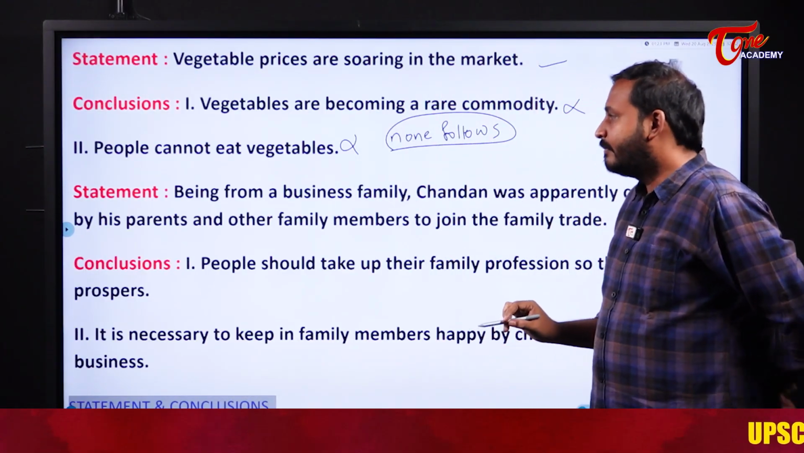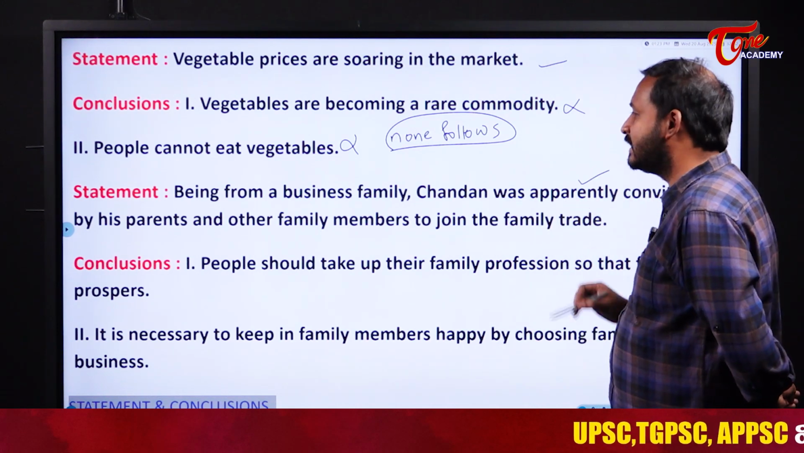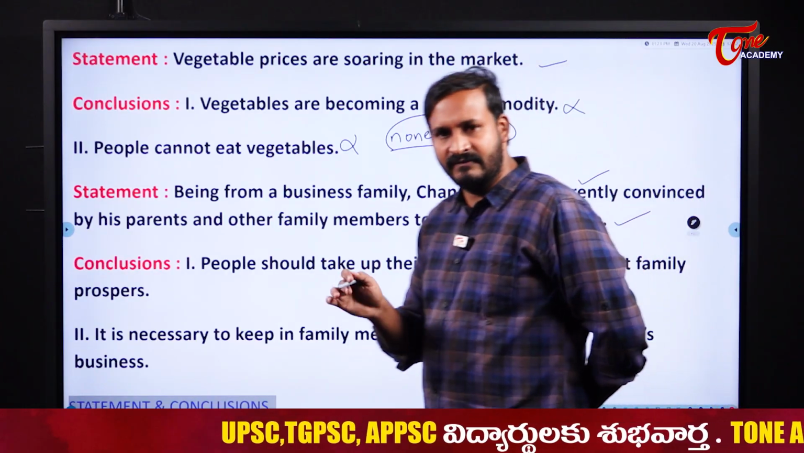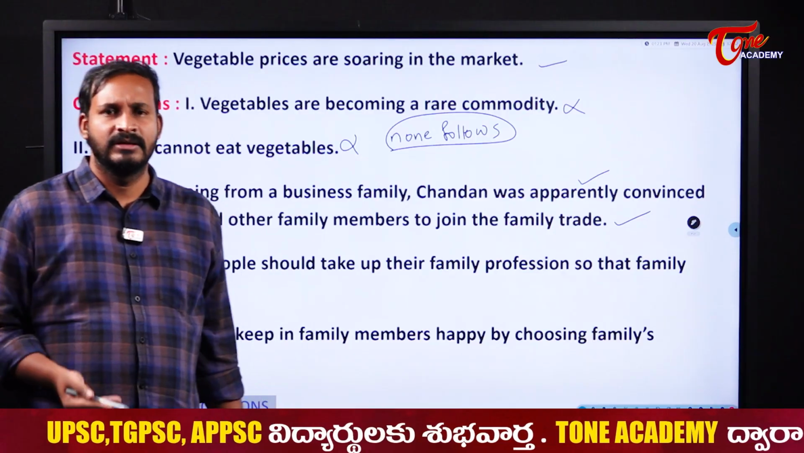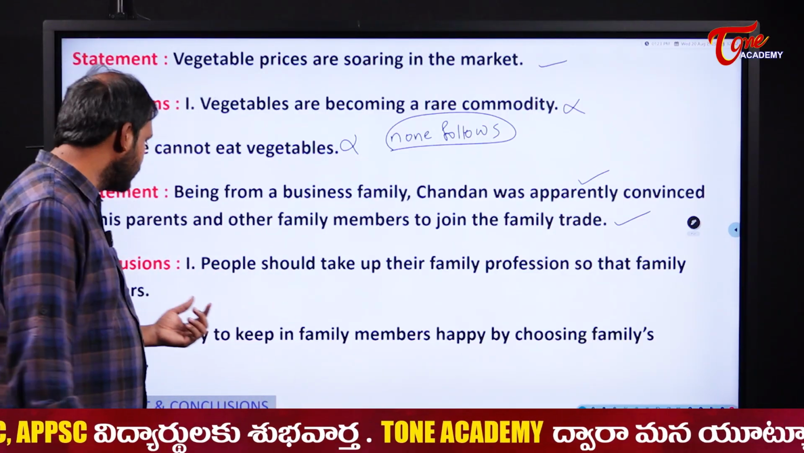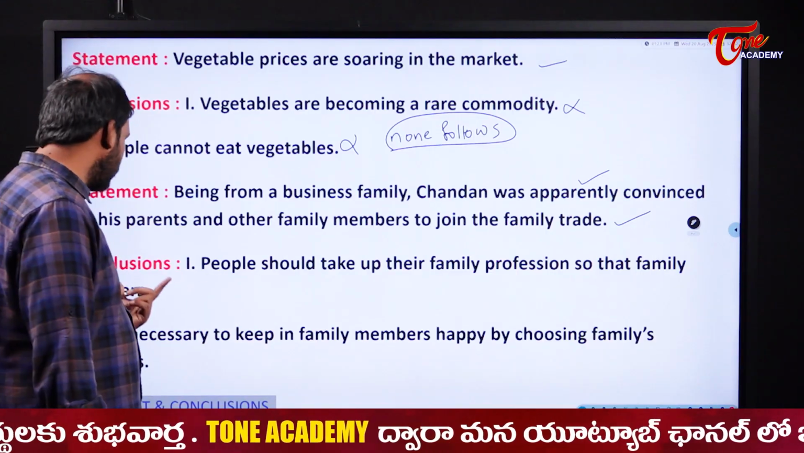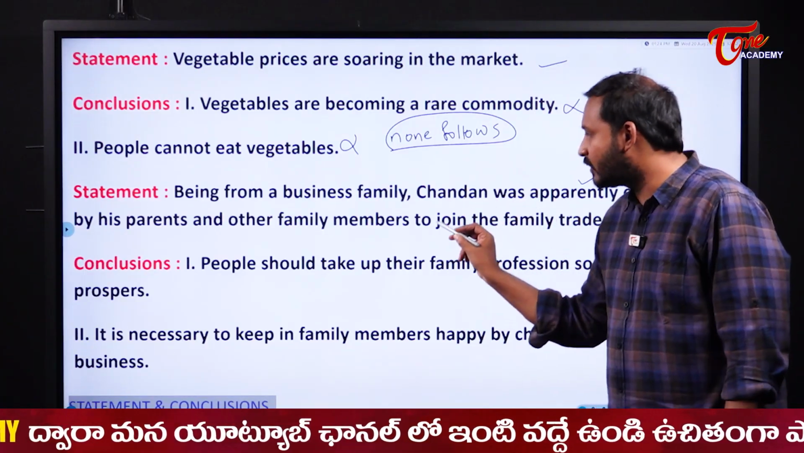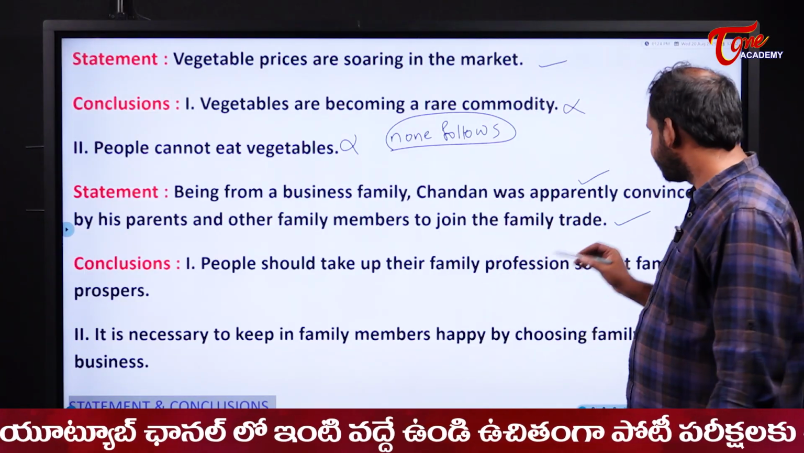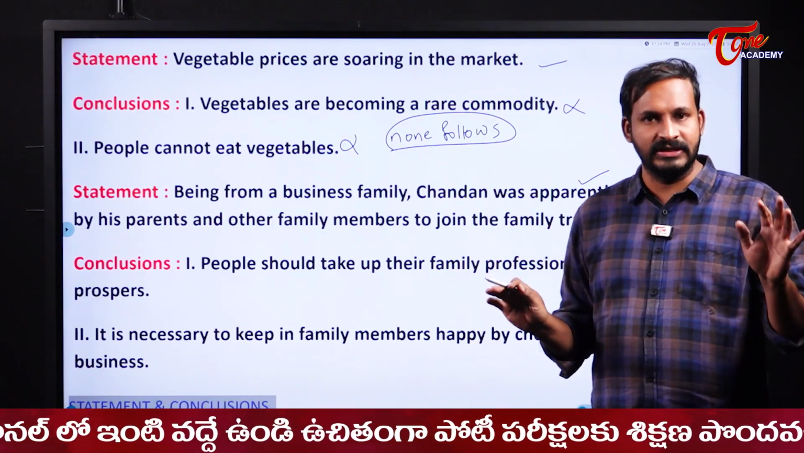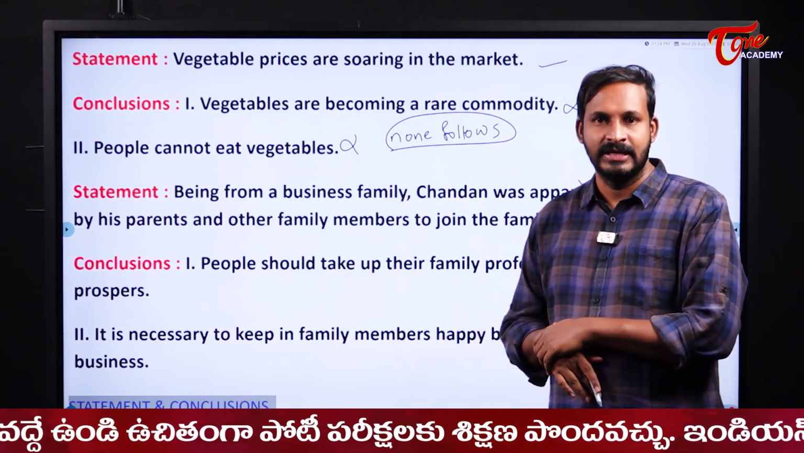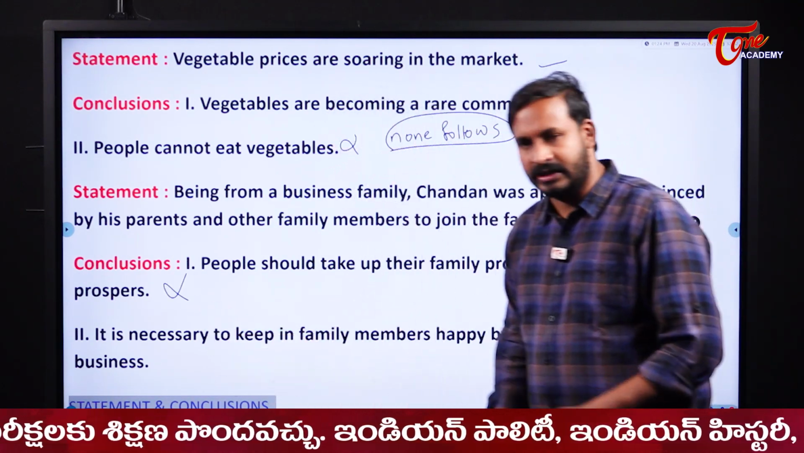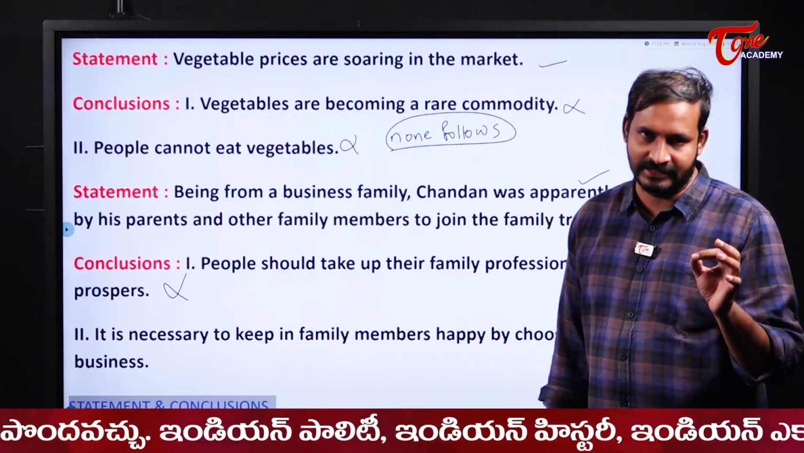Next one. Being from a business family, Chandan was apparently convinced by his parents and other family members to join the family trade. He was convinced to join the family trade as he was from a business family. Next. People should take up their family profession so that the family prospers. Do they anywhere speak about the prosperity of the family? They simply told that they forced him to do the business. It doesn't mean that he will prosper, or it is not mentioned. So it is not following. Prosperity is not spoken about here.